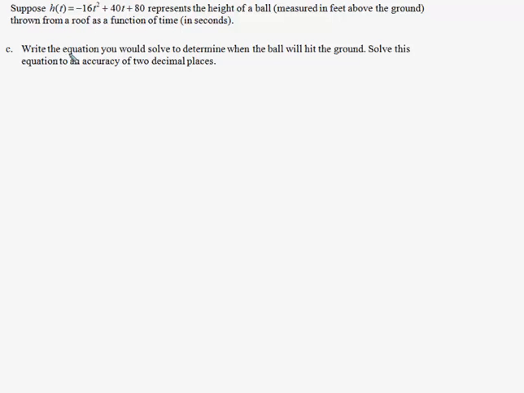In this problem, we are to write the equation you would solve to determine when the ball hits the ground. Well, if the ball hits the ground, that's just another way of saying that the height above the ground would be 0. Then I will solve that to an accuracy of 2 decimal places using both the quadratic formula and my intersect feature. So doing so, replacing h of t, that whole output variable there, with 0, I will find the time value t for which it is a height of 0 feet above the ground.